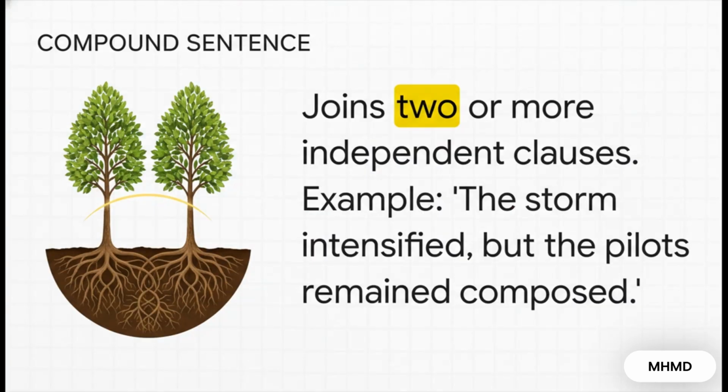Okay, next we have the compound sentence. This is where we start connecting those saplings. We take 2 or even more complete ideas, 2 independent clauses, and we link them together. The key here is that they're both of equal importance. Think of it like this. The storm intensified. That's a complete thought. The pilots remain composed. That's another complete thought. We join them with a "but," and suddenly they're partners in one bigger sentence.